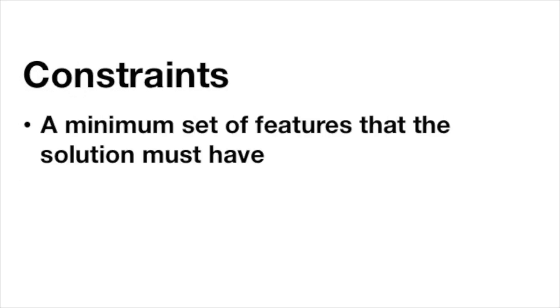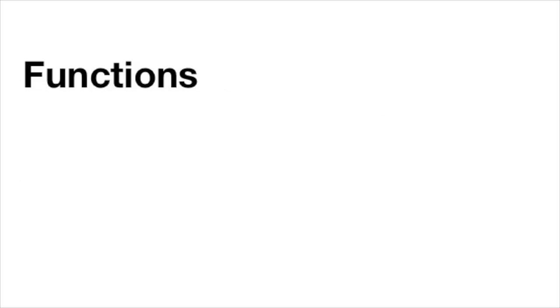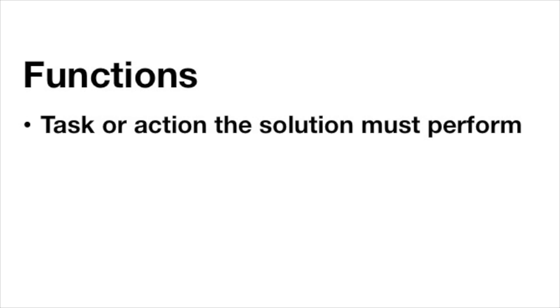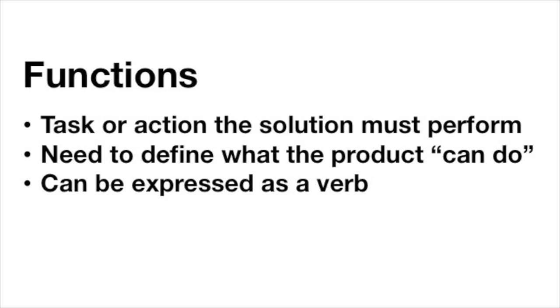Constraints are a minimum set of features that the solution must have. If a constraint is not met, the design will fail. A common example of constraints are meeting all applicable regulatory or environmental laws. Functions are a task or an action that the solution must perform. It needs to define what the product can do. It's sometimes expressed as a verb. Basic functions must be met.